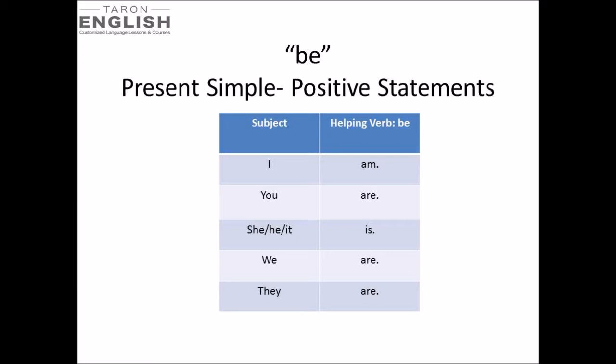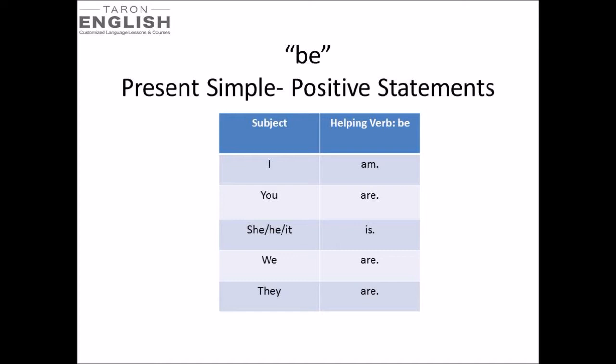One is for I am. You are. She, he, it, or any third person singular is. We are, and they are. So am, are, and is are the three possible formations of be in the present simple.